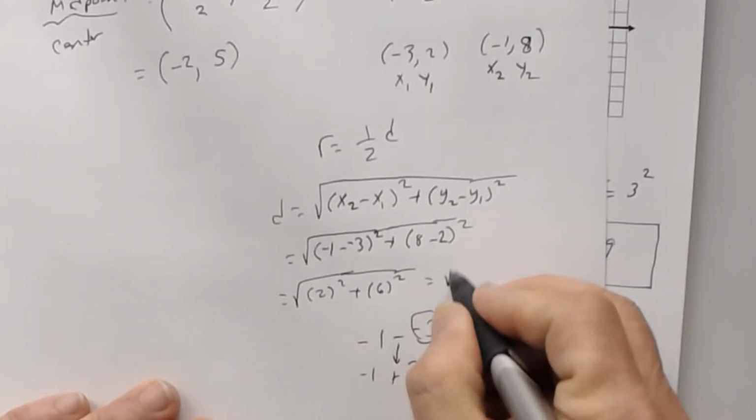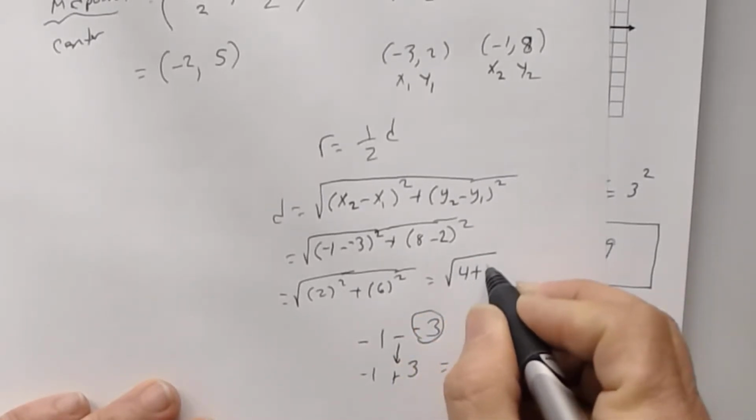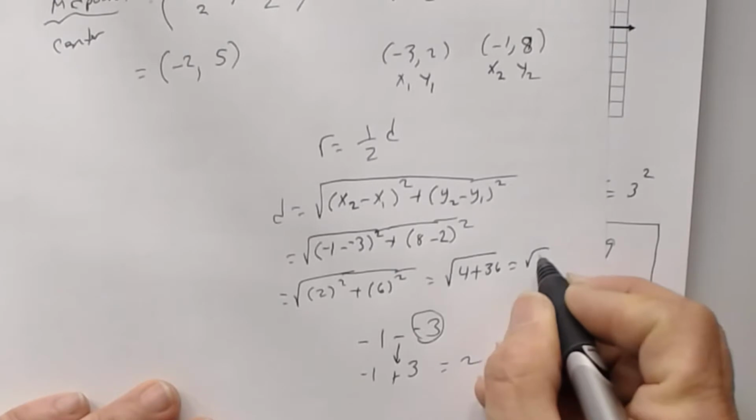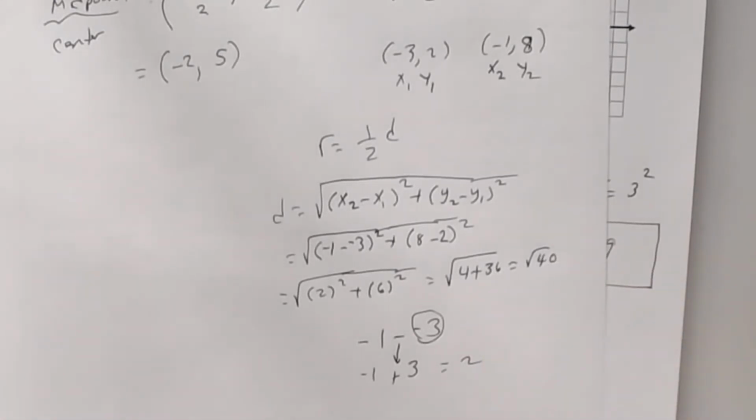So I get the square root of 4 plus what? 36, which is the square root of 40. So that's where I'm at. So the distance of the diameter, or the length of the diameter, is the square root of 40. Now don't simplify the square root of 40, because here's why.